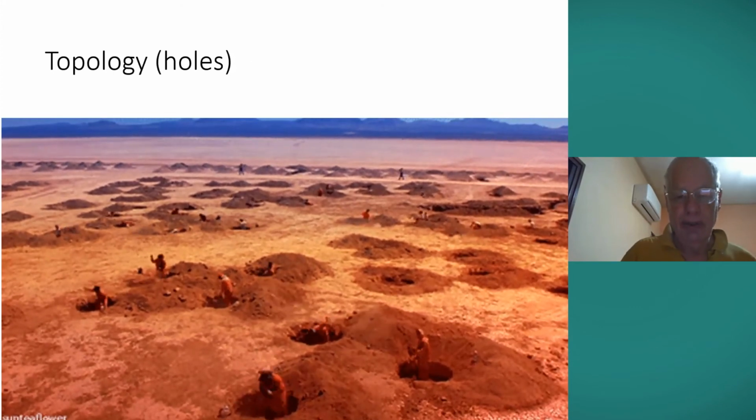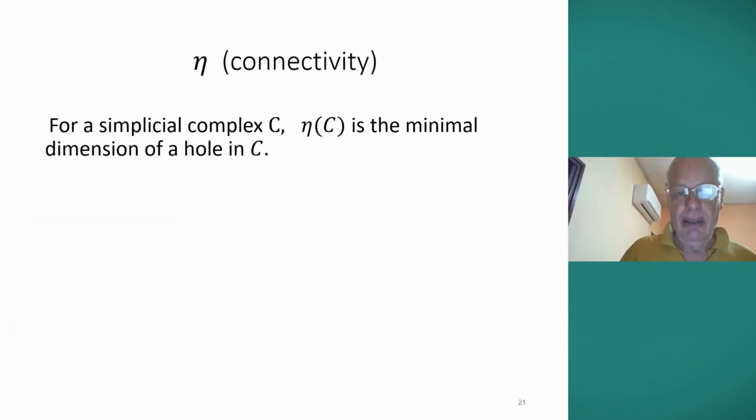So topology, algebraic topology, is the theory of holes. And there are 2 basic definitions, 2 basic parameters there of a simplicial complex. Now, what is a simplicial complex? Think of it just as a topological space, okay? Any topological space. So what is eta? Eta is the minimal dimension of a hole.